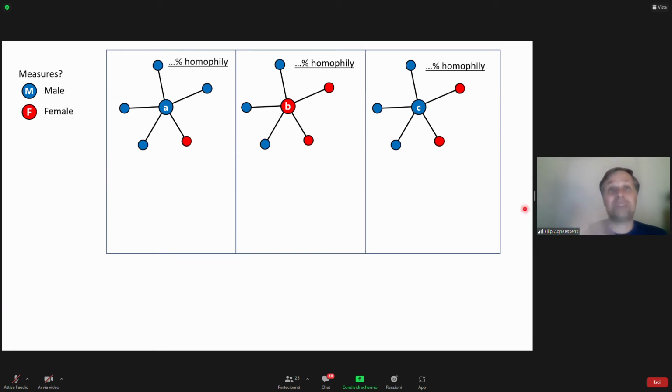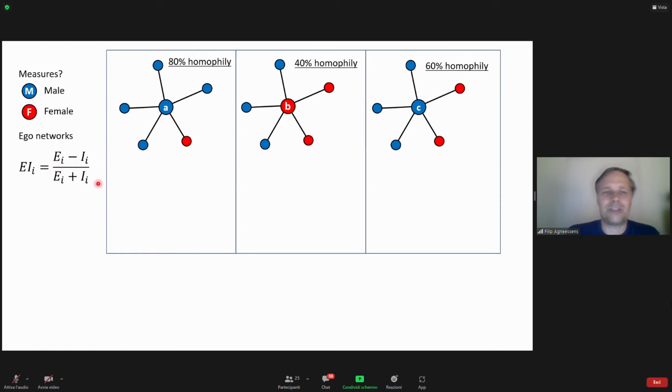Okay, so that seems logical, right? Well, actually, yes, we could calculate this that way. And actually, the other way of doing this, instead of doing 80%, 40%, 60%, one of the classic ways in social network analysis is to say, well, let's take the number of external ties minus the number of internal ties divided by the number of external plus internal. I'm just telling you this. It's the same as percentage homophily. It's just reversed and then minus something.